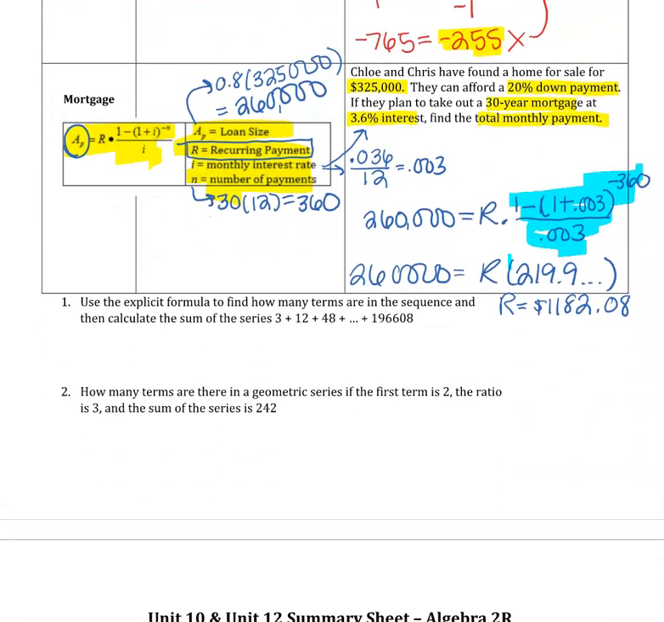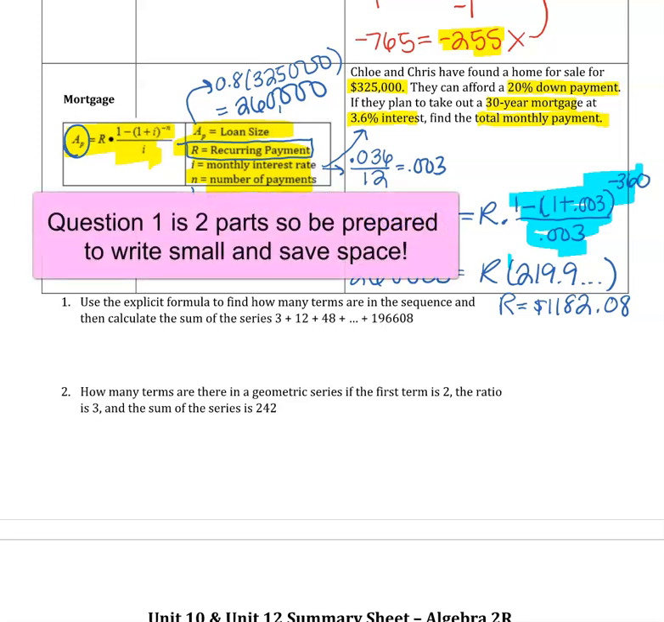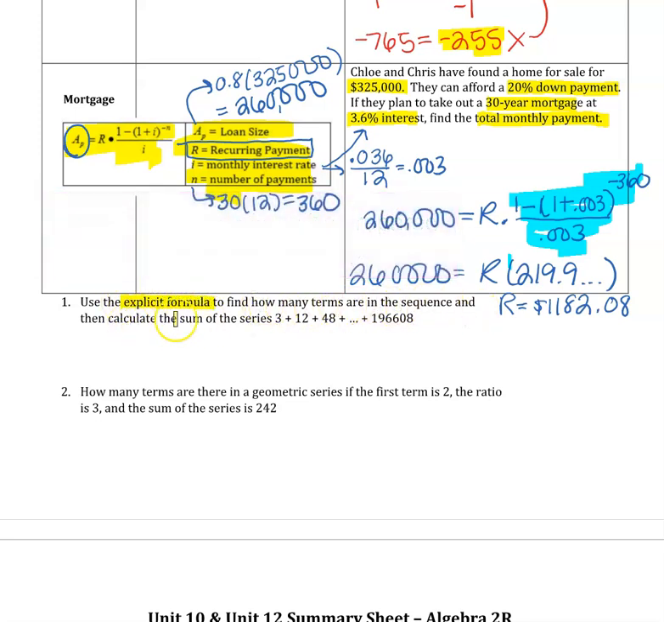All right, 2 more problems just to make sure we cover our bases. I know this is kind of a long video, so bear with me. Use the explicit formula to find how many terms are in a sequence and then calculate the sum of the series. Ooh, okay, so a lot of stuff going on here.